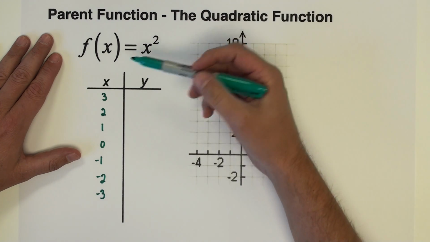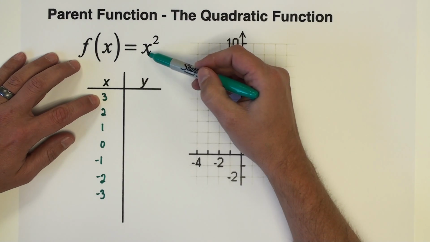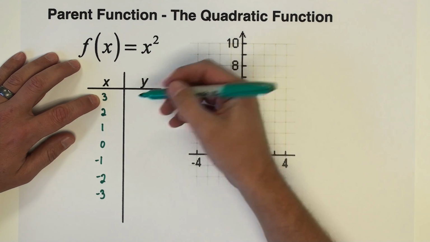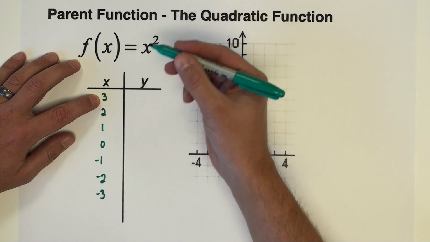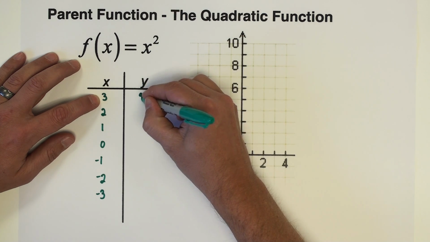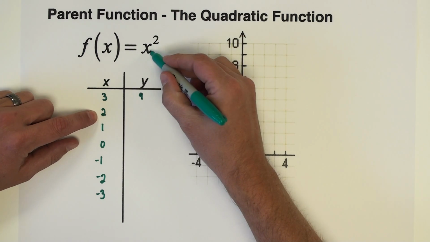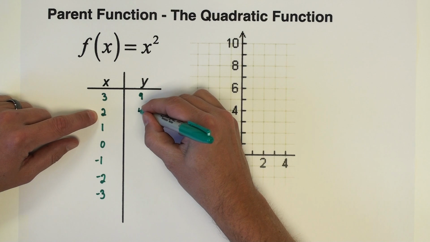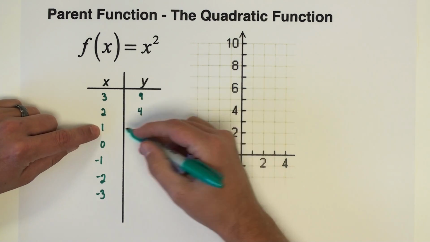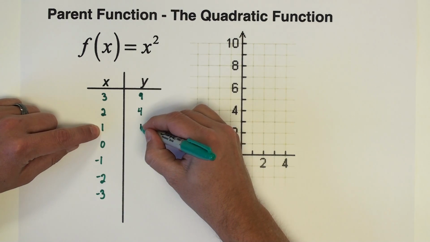Okay, so we're going to take these x values and substitute them into the x here, and work out the y value. So we're going to do 3 to the second power. That's 3 times 3, we get 9. We're going to do 2 to the second power, and 2 times 2, 2 squared is 4. And 1 squared is 1.